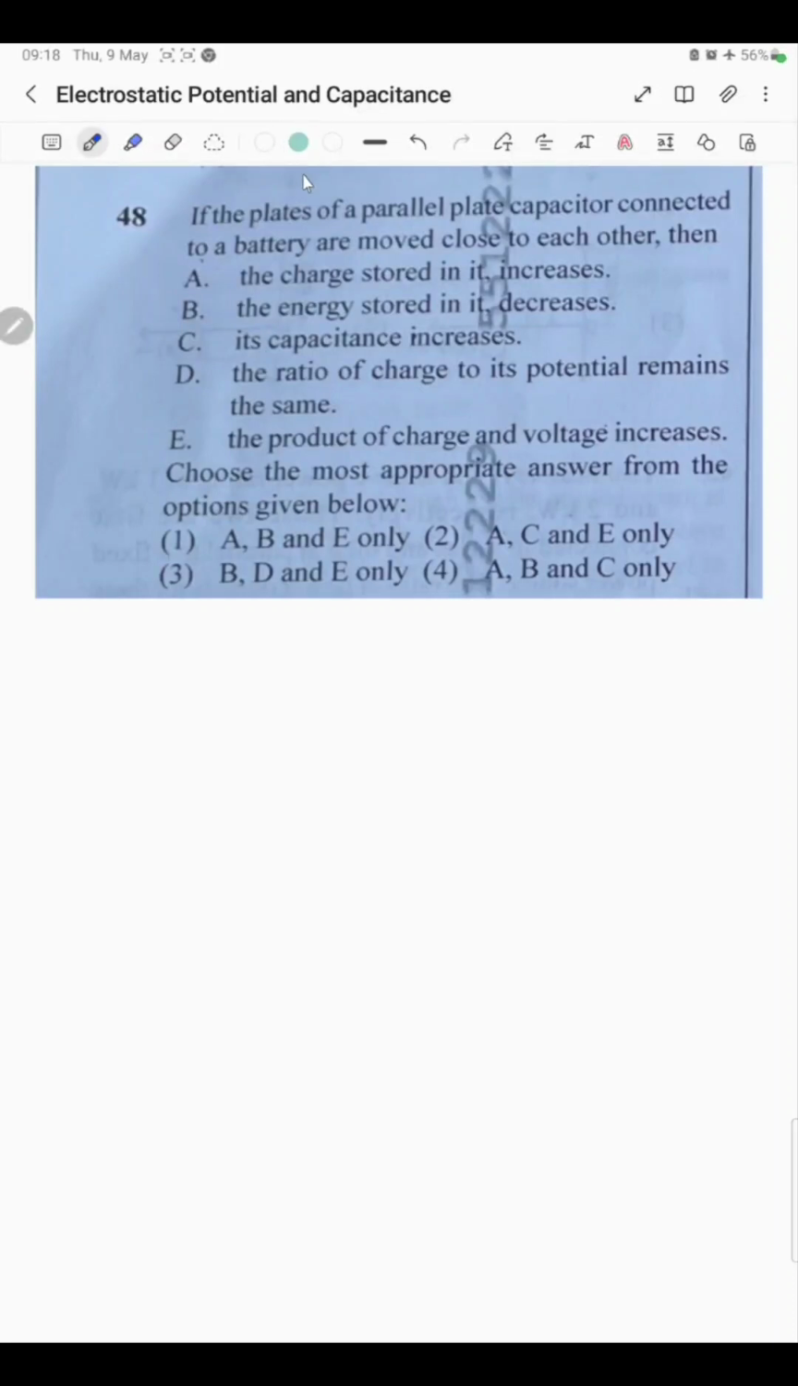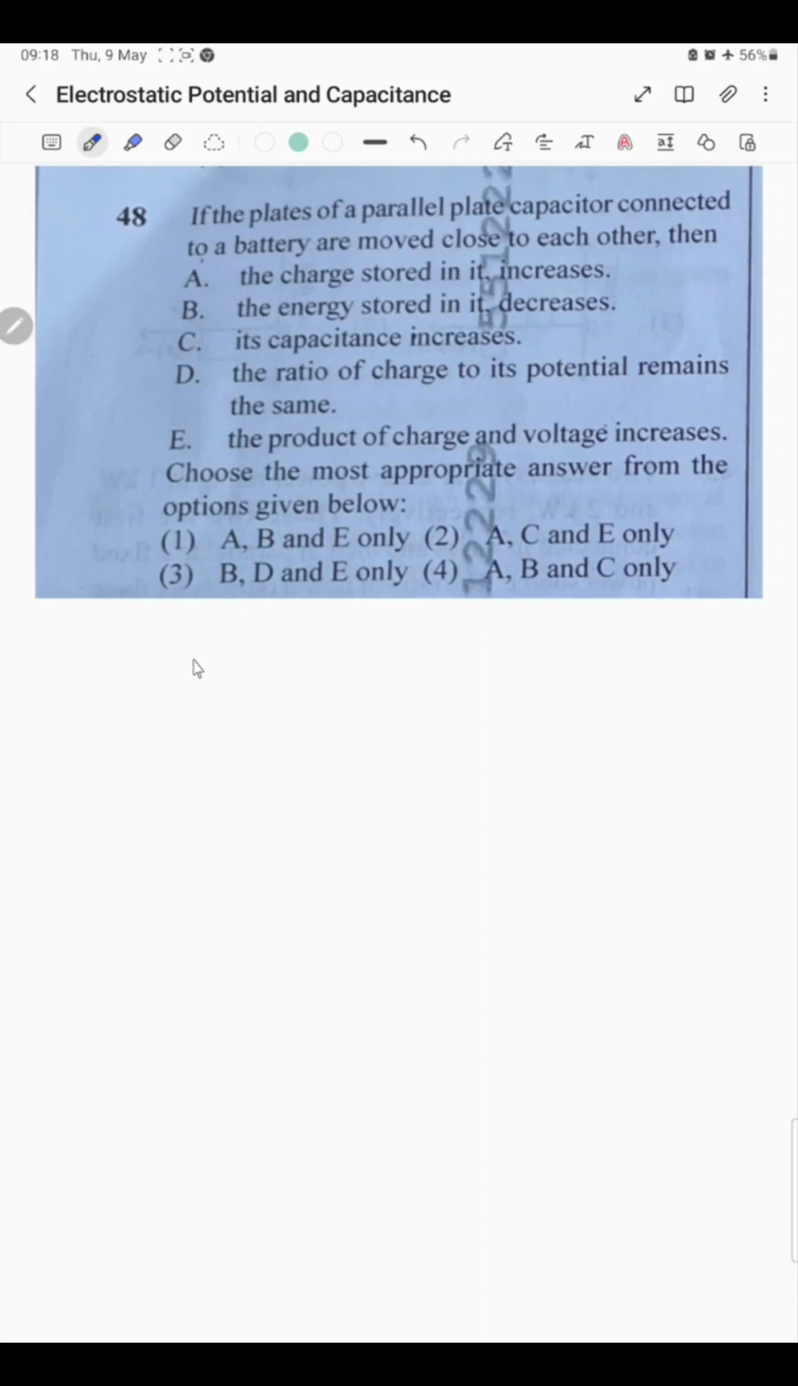Okay, this is the third question on the electrostatic potential and capacitance chapter. This is a question on capacitors. These types of questions are repeated in many competitive exams. See here, if the plates of a parallel plate capacitor connected to a battery are moved closer to each other, then different statements are given.